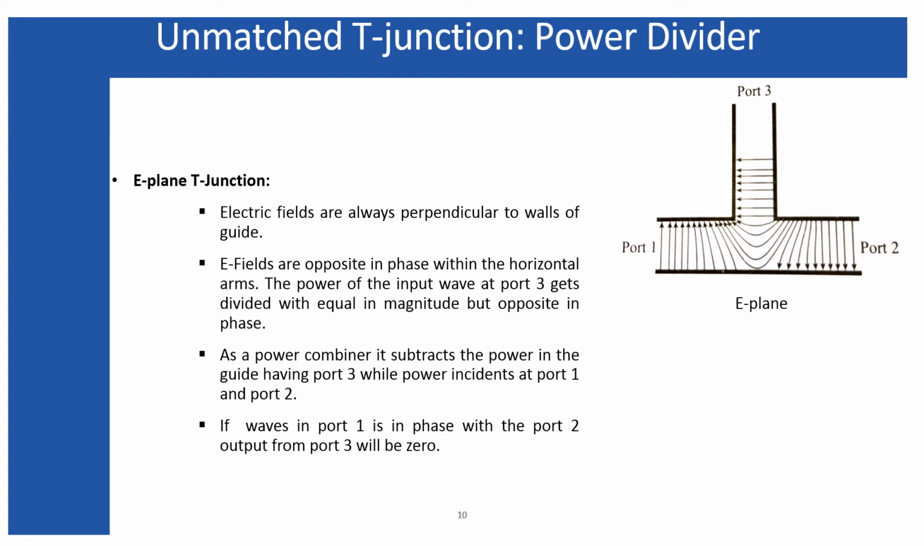The most popular three-port networks being used in microwave engineering are the T junctions. T junctions are of two types. One is the E-plane T junction, another one is the H-plane T junction. T junctions are generally used as a power divider.